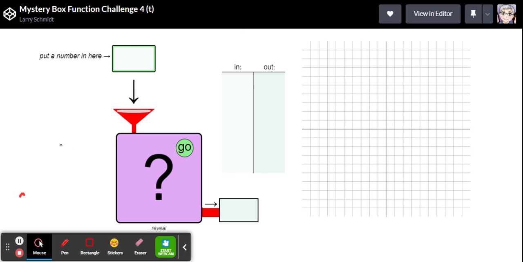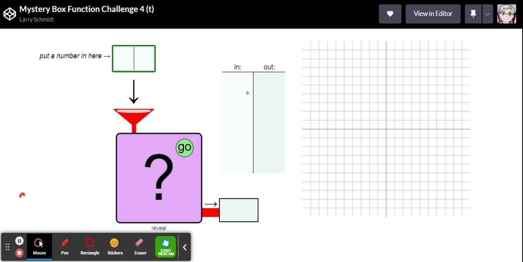Hello, everybody, and welcome to another Mystery Box Function Challenge. In these challenges, we have some mystery function inside this purple box, and it changes whatever numbers you put in the top into something different that comes out the bottom. And your job is to figure out what that function is. How are all the numbers changed when they go through this purple box?